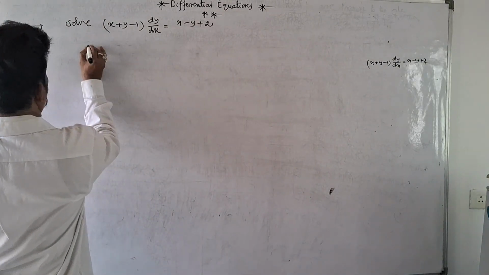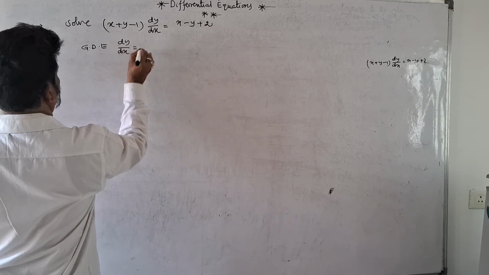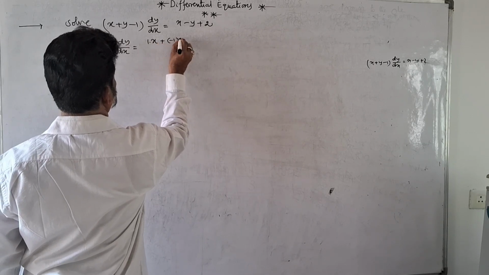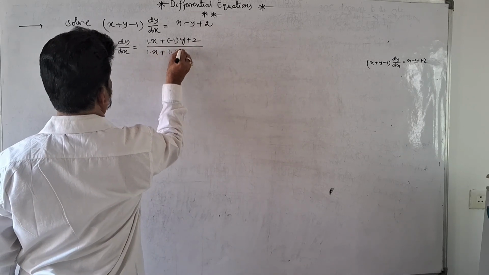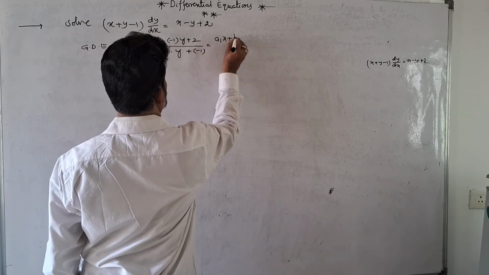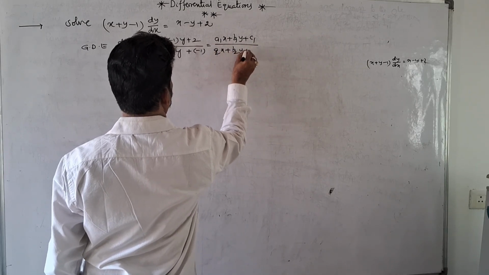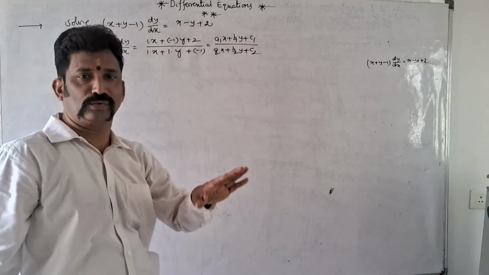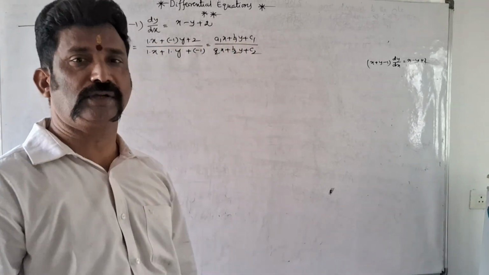So the given differential equation is dy by dx is equal to 1 into x plus minus 1 into y plus 2, whole divided by 1 into x plus 1 into y plus minus 1. This is equal to a1x plus b1y plus c1 by a2x plus b2y plus c2. Constants are there, so no doubt it is a non-homogeneous differential equation, confirming. And once you check, is b1 equal to minus a2 or not?